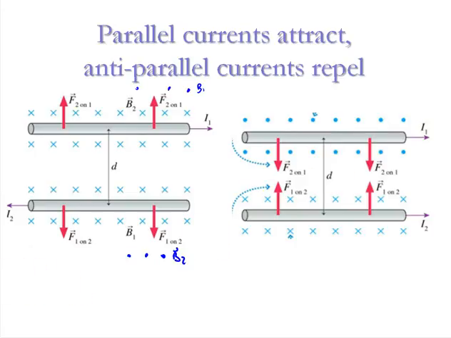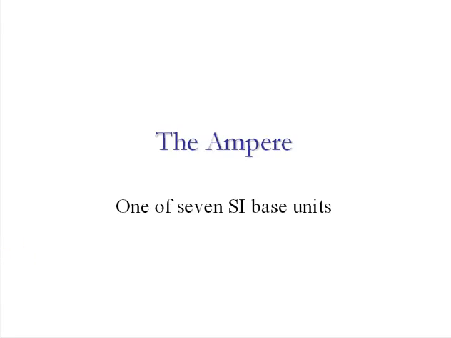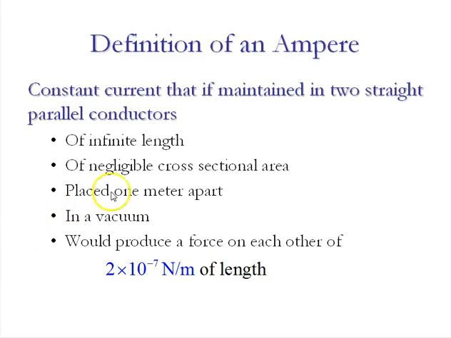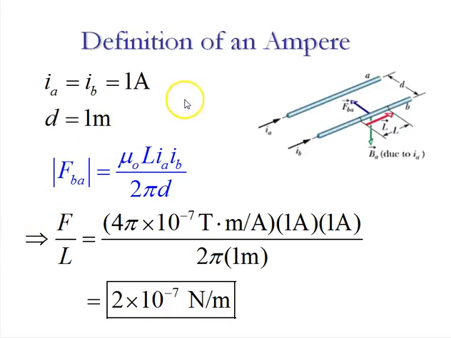So let's look at the definition of an ampere. The ampere is one of our 7 SI base units. We said it's a coulomb per second, but it's not defined based on a coulomb. In fact, it's defined by the force on the wire. So 1 amp is the constant current that, if maintained in 2 straight parallel conductors of infinite length, of negligible cross-sectional area, that are placed 1 meter apart in a vacuum, will produce a force on each other of 2 times 10 to the negative 7th Newton per meter of length.